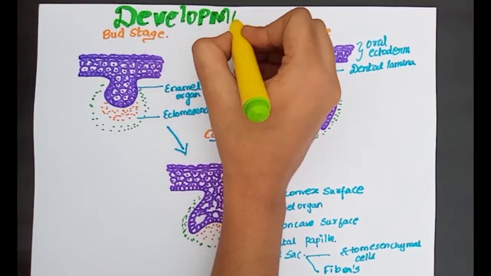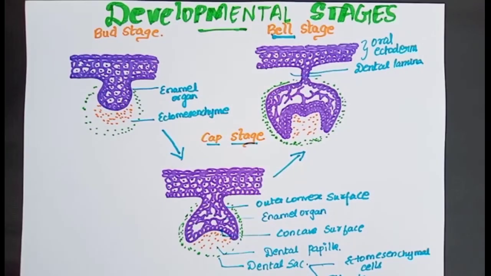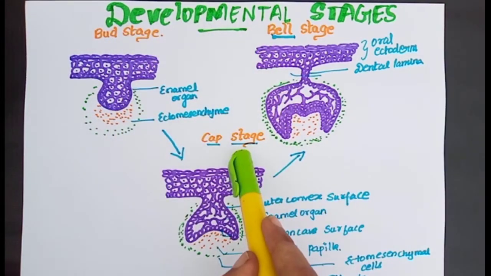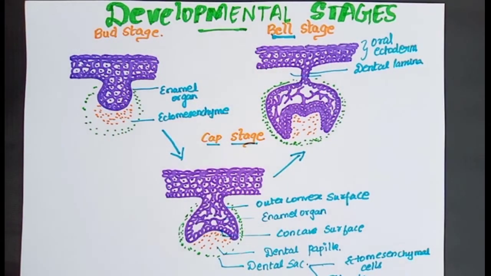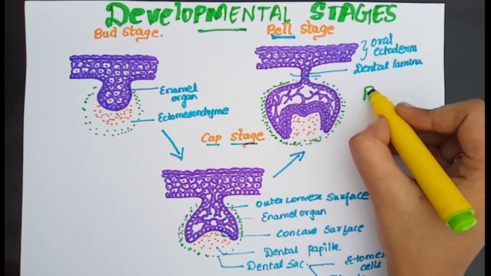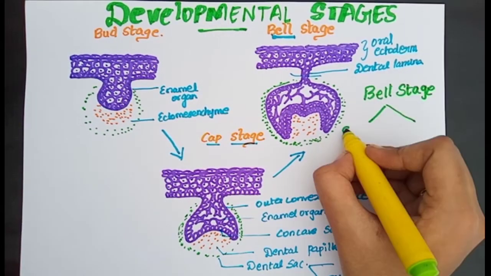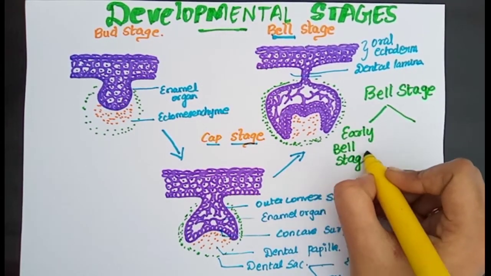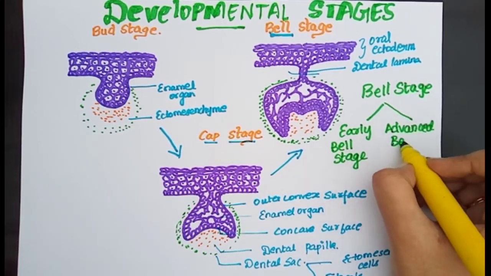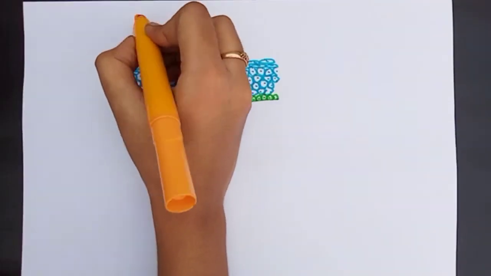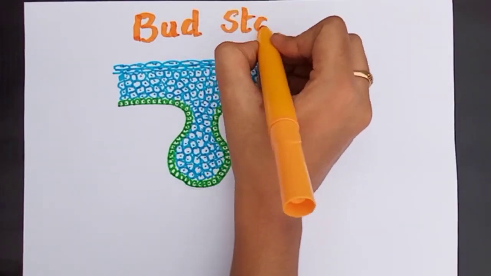Now, let's see about the developmental stages of tooth. Tooth development is a continuous process, but for better understanding, it is divided into different stages according to the changes in size and shape of the enamel organ. The stages are bud stage, cap stage, and bell stage. And the bell stage is further divided into early bell stage and advanced bell stage. Now, let's see about bud stage.